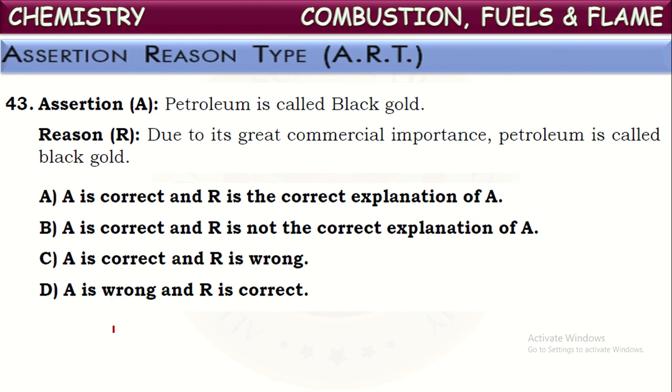See the assertion: Petroleum is called black gold. Yes, it is correct because of the different purposes and usage of petroleum. It is called black gold. And the reason, given here directly: due to its great commercial importance, petroleum is called black gold. It is also correct. So both are correct, and R is the correct explanation for A.